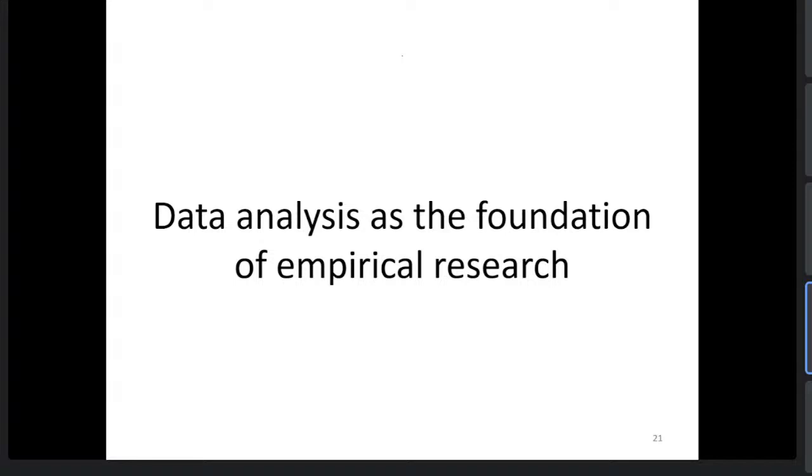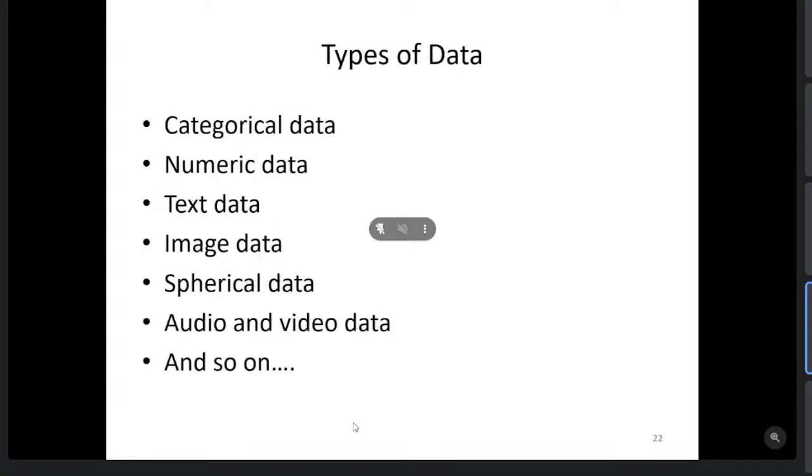The next addendum is the data analysis for empirical research. Move to the next slide. Actually, we face different types of data. In my case, I have seen categorical data, numeric data, text data. The participants also know about this. Image data, spherical data, audio, video data, and so on. There are so many kinds of data available. Okay. Now move to the next slide.